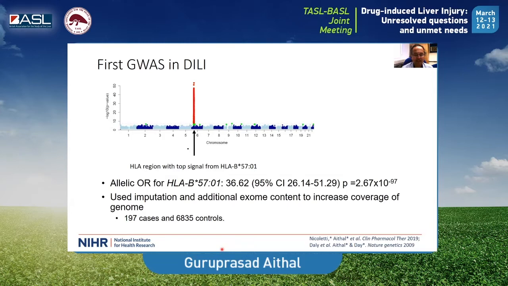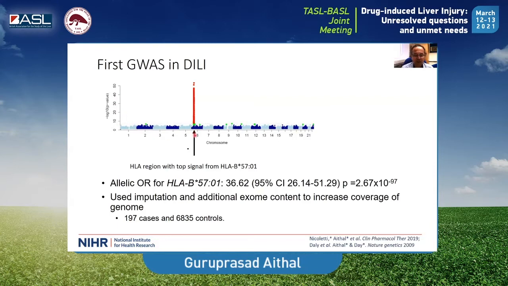6,835 healthy controls. If you are used to looking at what is called a Manhattan plot, the x-axis is chromosomes. Every dot here is a SNP, or single nucleotide polymorphism, and there are about 1 million dots in this graph. This line where green dots appear is a threshold above which findings are statistically significant. The y-axis is a log value of the p-value.